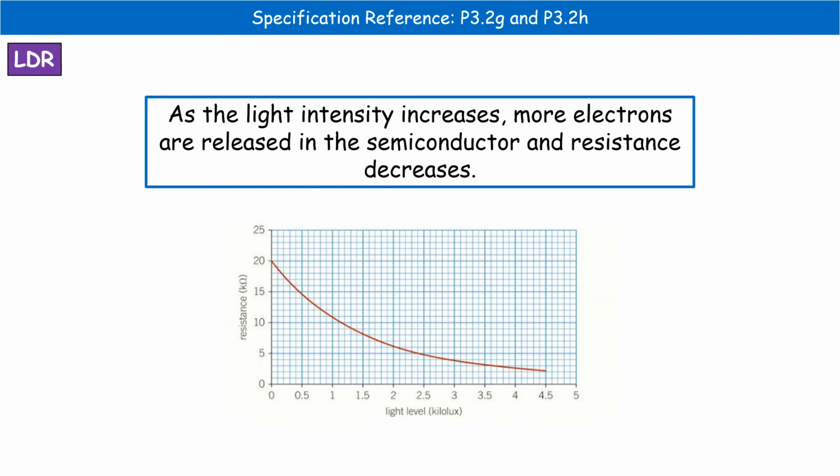So here's our little characteristic graph for this one. We've got our light level, and then we've got our resistance. So increasing the light decreases the resistance.